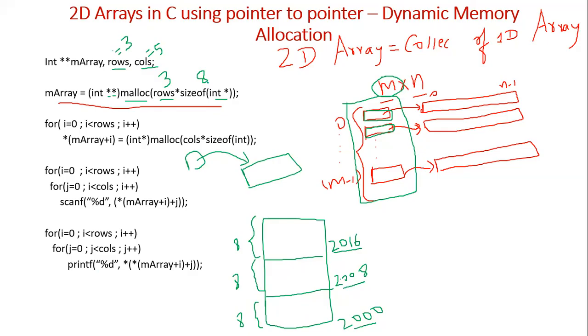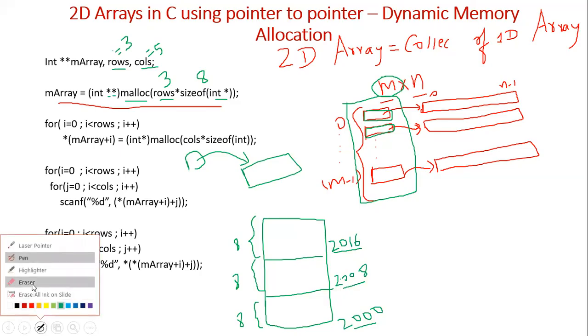Now each of these pointers should point to this many locations, that is 5 locations, where each location can hold an integer value. So that memory you should allocate. For that, how did we allocate memory for a one-dimensional array? You just recall that logic.